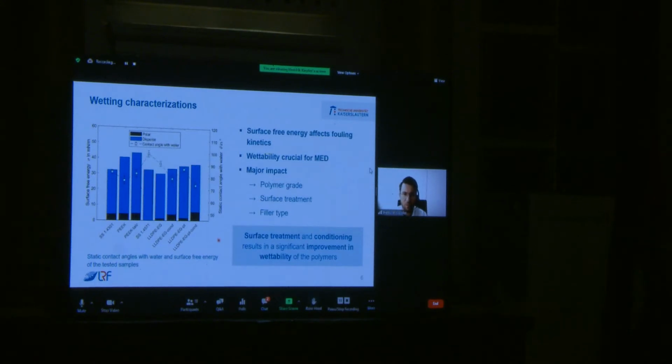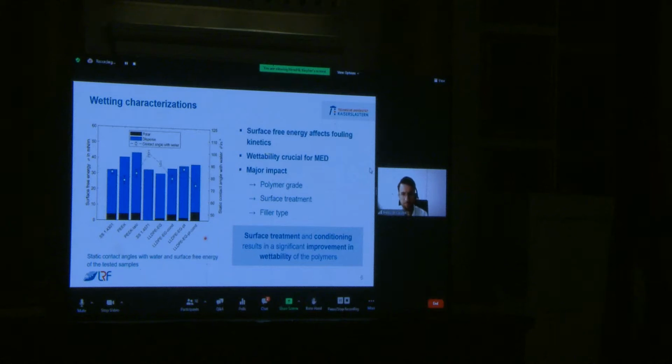To determine the free surface energies, contact angle measurements were carried out with 4 reference liquids. The free surface energy affects not only the fouling kinetics, but also the wettability of the materials. And for the MED, the wettability with water, which corresponds to a high polar fraction of the surface energy, is decisive. Because if the heat transferring surfaces in the MED are not fully wetted, the performance of the system will drop.